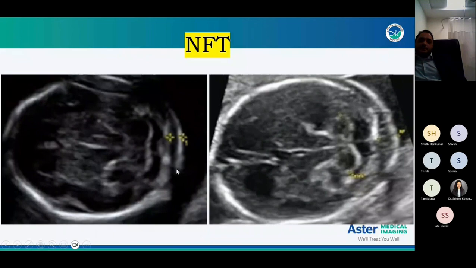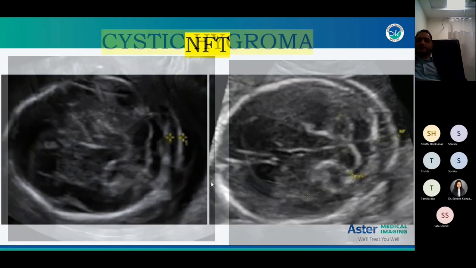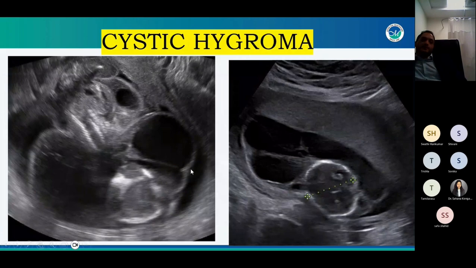Then the nuchal fold thickness is measured in the axial section of the fetal head at the level of the cavum septum pellucidum. We take this section, the transcerebellar plane, behind that is the cisterna magna, and we measure from the outer margin of the occipital bone to the outer margin of the overlying skin. This is the nuchal fold thickness, which should be less than 6 mm. More than 6 mm is associated with risk of aneuploidy.